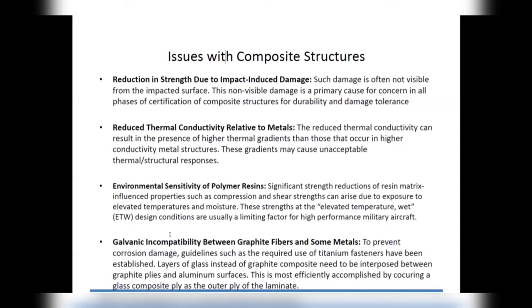We also have the situation of galvanic incompatibility between the graphite fibers and some metals. And so to prevent corrosion damage, guidelines such as the ones required for titanium fasteners have been established. Layers of glass instead of graphite composite need to be interposed between graphite plies and aluminum surfaces to prevent this galvanic incompatibility. This is mostly efficiently accomplished by curing the glass composite ply as the outer ply of the laminate. So I want you to pay attention, because galvanic corrosion can be a significant issue that, if we don't pay attention to, can be of significant concern.